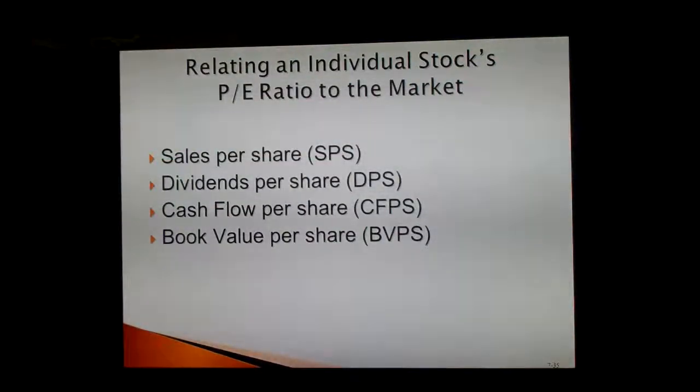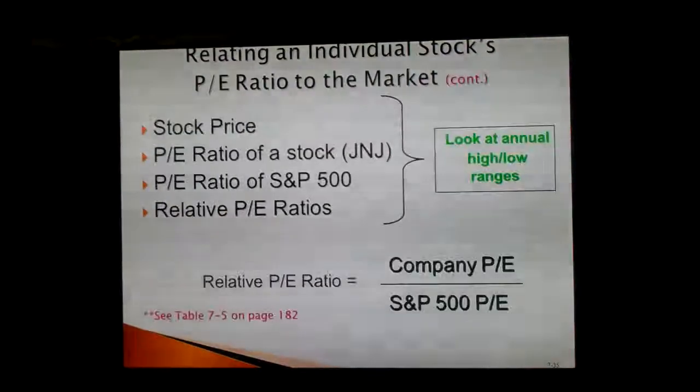Okay, selecting an individual stock's P ratio to the market. So sales per share, dividends per share, cash flow per share, book value per share. When you're comparing all those things in the market, you don't want to be comparing a Best Buy stock versus the electric company, because they're in two completely different industries. There's two completely different growth models for those industries. You want to compare within a similar industry.